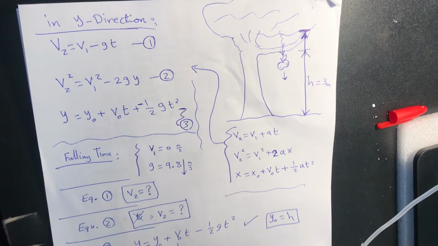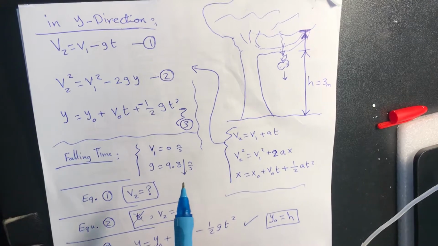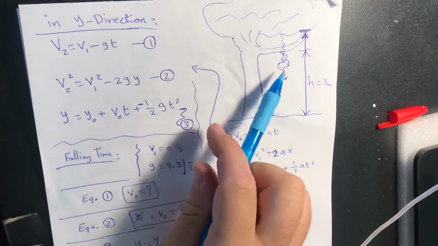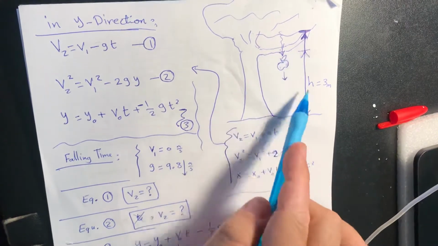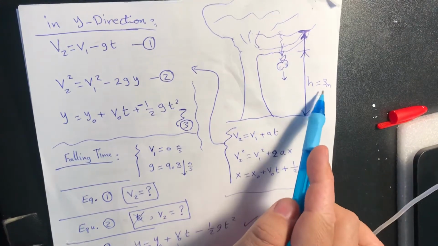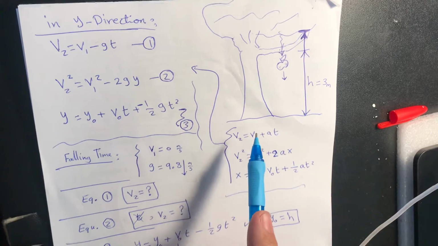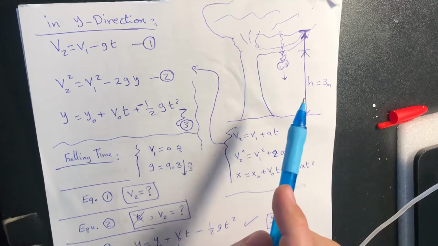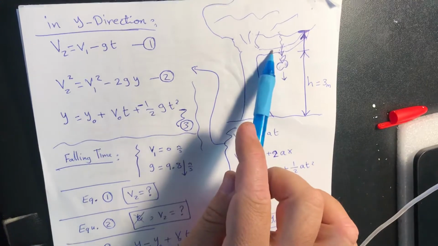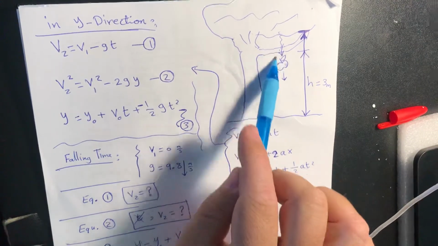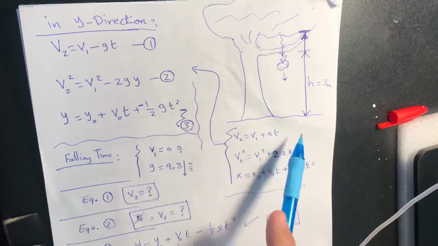Hi, let us look now at this example. If we have a mass falling from a height, this height is 3 meters, for example. We need to find something like time or velocity or acceleration.